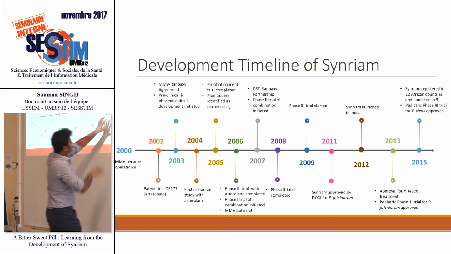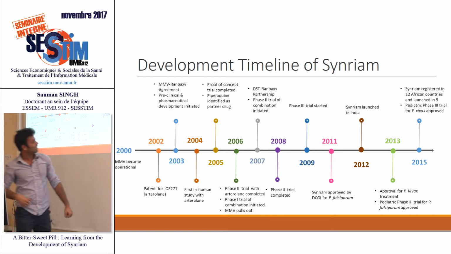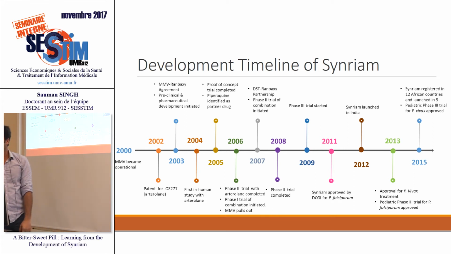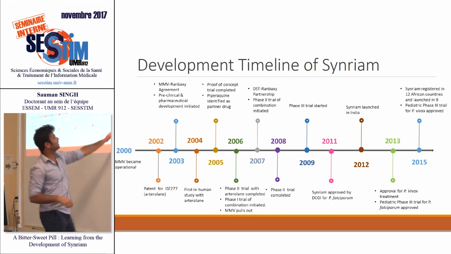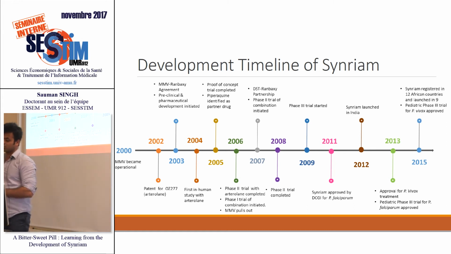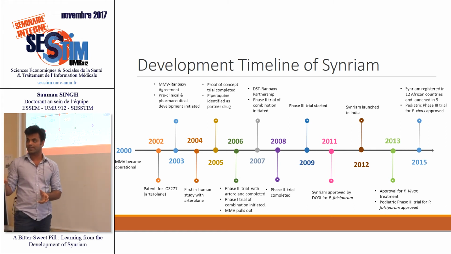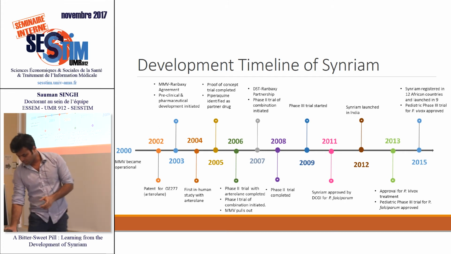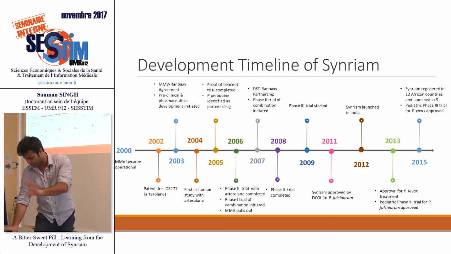Finally, we go to 2011. It was approved by the Government of India in 2011 and finally launched in 2012. By 2015, it was registered in 12 African countries and launched in 9. So this is the history of the development of Synriam so far.